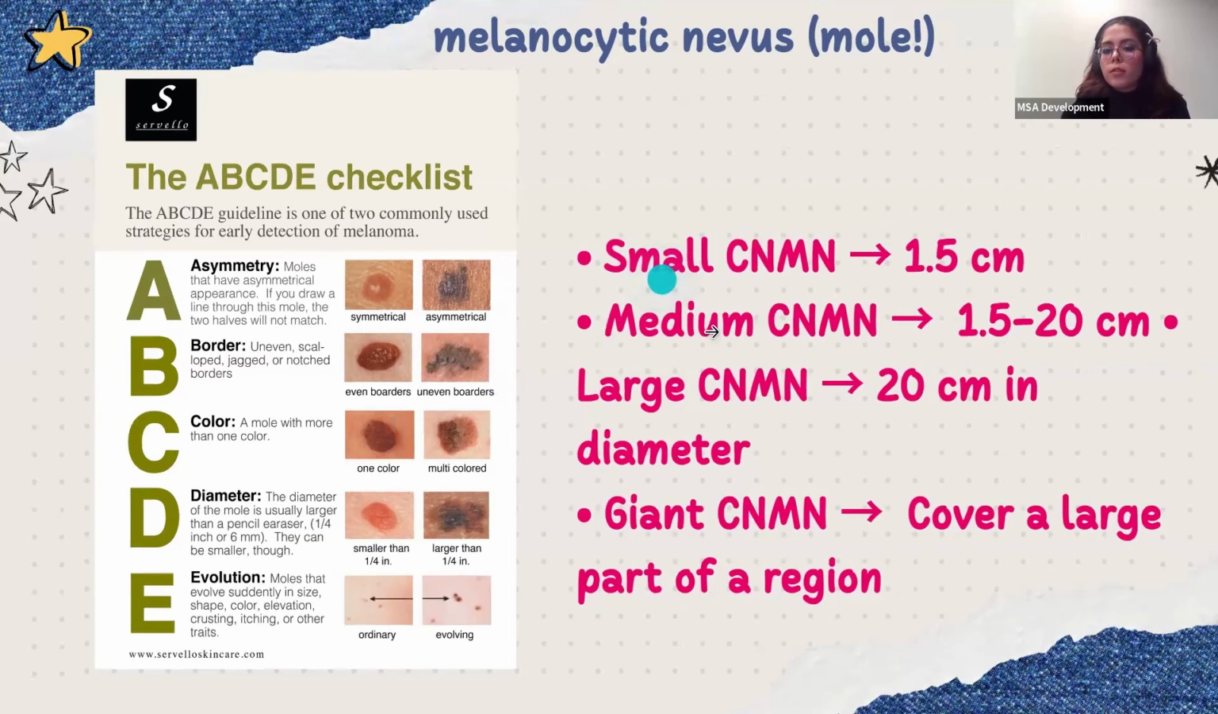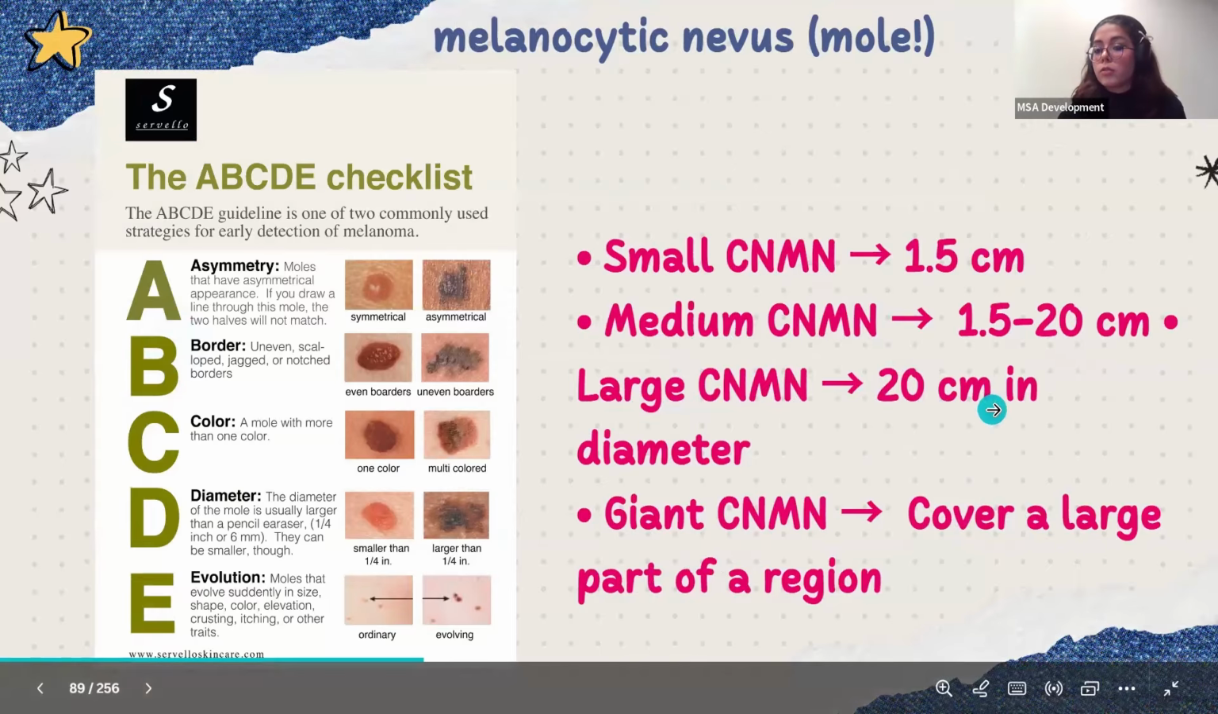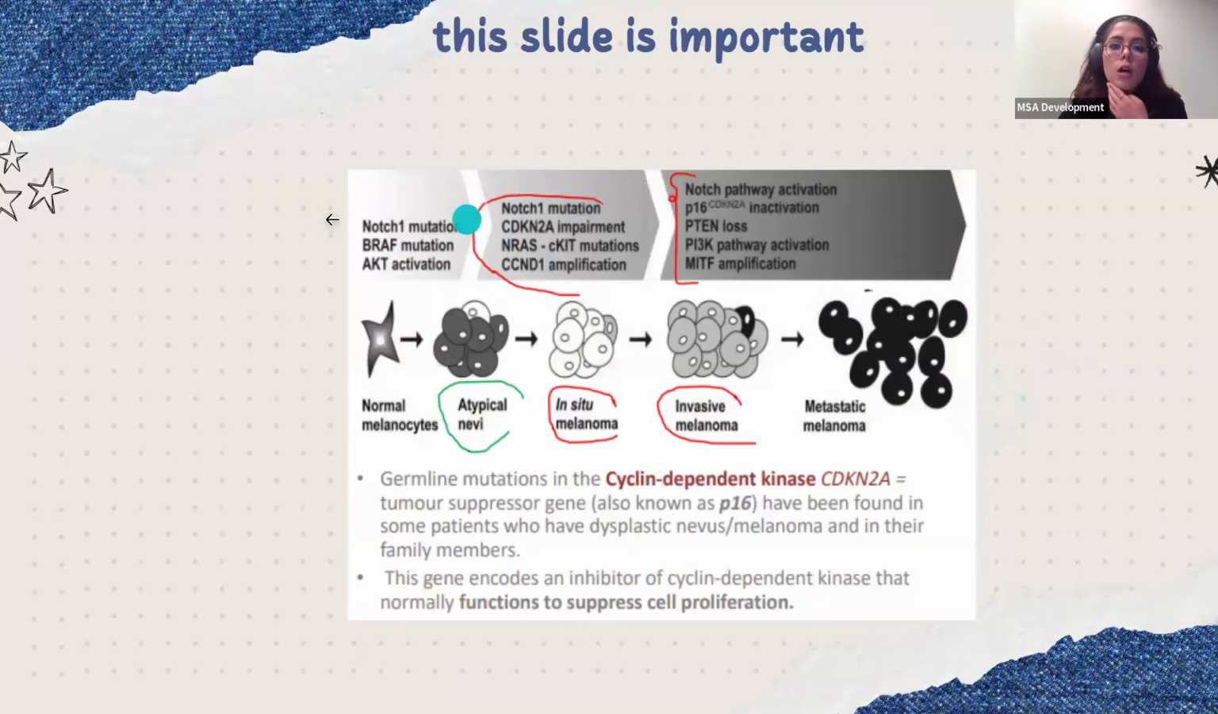The small one is 1.5 centimeters. The medium is 1.5 to 20 centimeters. The large one is over 20 centimeters. Giant covers a large part of a region. This slide is important.